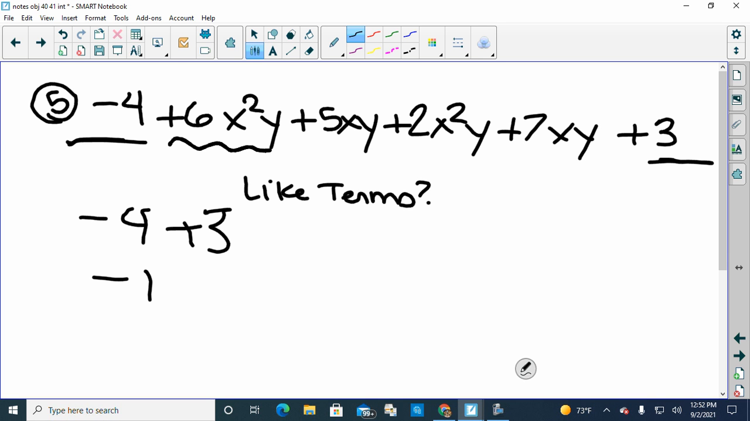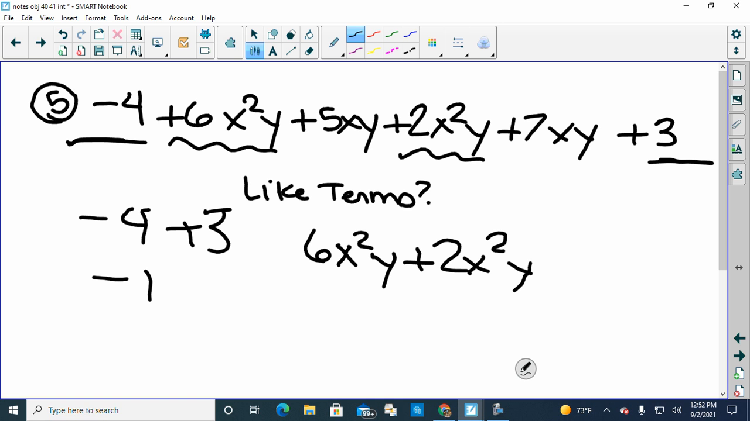So I'm doing an x squared y. I'm looking for another x squared y, and there's another x squared y. So I have a positive 6x squared y and a positive 2x squared y. How many x squared y's do I have? 8. Again, I don't do anything with the variables. Just combining and adding the numbers in front.